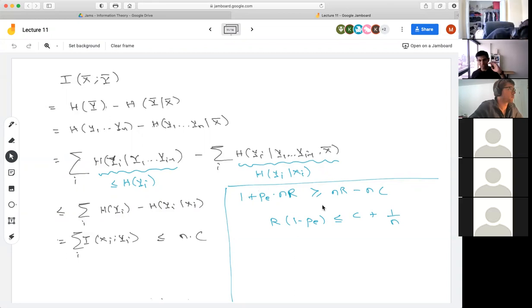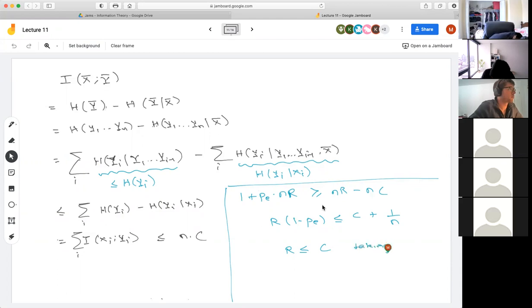And remember, R is fixed and we have a sequence of codes where n is increasing. So let's take the limit as n goes to infinity. The probability of error goes to 0. So we will get that R is less than or equal to C.